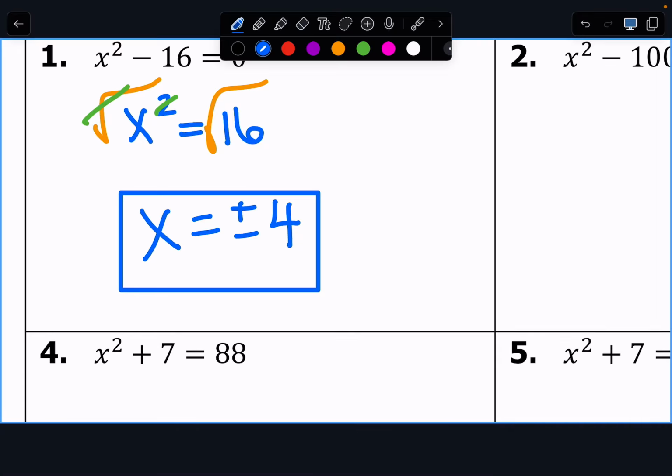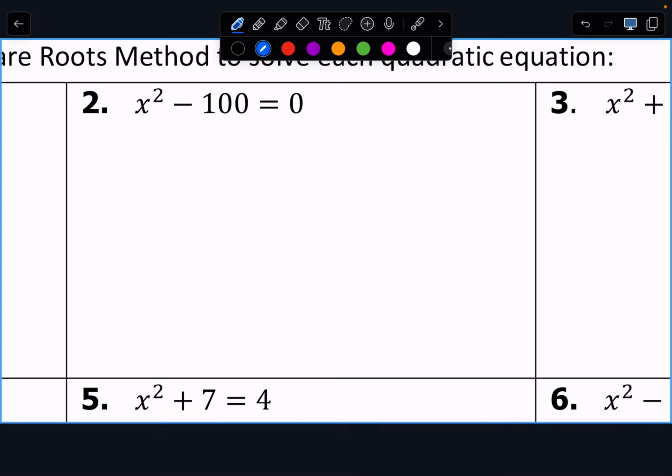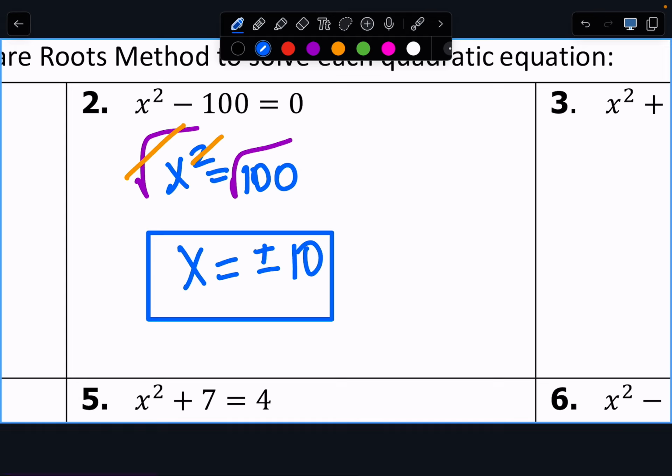Now, some of you might even be able to look at number 2 and figure it out, right? But I do need you to show some work. Is it a quadratic where the bx term is missing? Yeah. Excellent. So I can add over 100. And then when we square root both sides, we get x equals plus or minus, thank you, 10. I know, right?